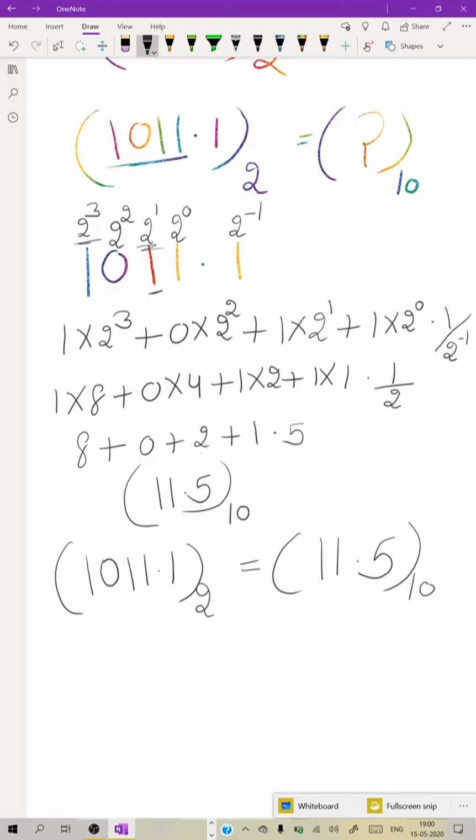So here this chapter is completed. In the next class we will learn about octal to decimal conversion.